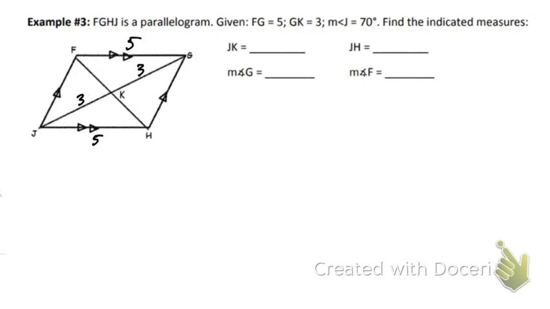KJ. All right, and finally the measure of angle J is 70. J is 70, which means G is also 70, which means this H down here would be 110, and this F up here would also be 110. We'll see how much information we already have. We'll ask for JK. JK we already said was 3. It asked for JH. We already said that was 5. It wants the measure of angle G, which is 70 degrees, and the measure of angle F, which is 110.